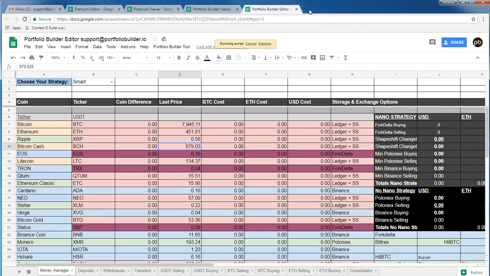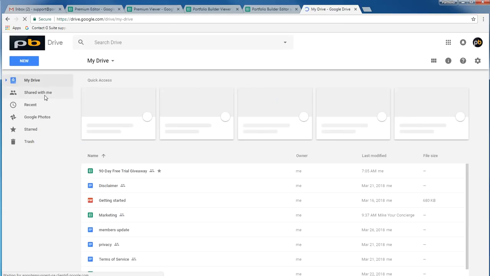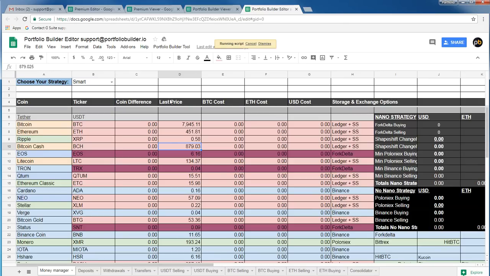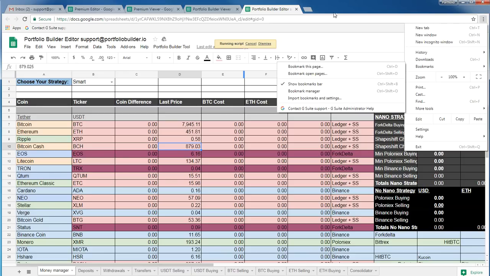And if you ever forget where your portfolio is at, just go to drive.google, click on Shared with Me, and it'll pop up at the top. So that's an easy way to find your sheet if you ever lose it, or you can bookmark it by clicking the little star right here, and then you can view your bookmarks there.